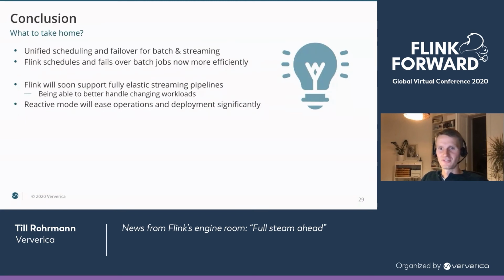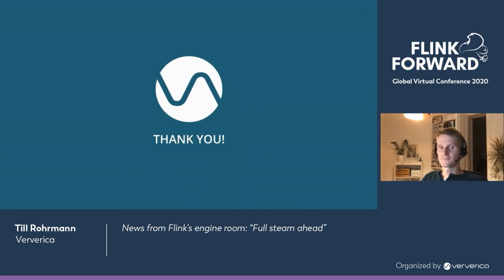All right, this basically brings me to the conclusion of my talk. So what have you seen today? You've seen that Flink now has a unified scheduling and failover for batch and streaming, which improves the scheduling performance and the failover behavior of batch jobs. Moreover, the community is currently working on the fully elastic streaming pipeline support, which will enable Flink to better handle changing workloads. And last but not least, the reactive mode will ease operations and deployment significantly, we believe. And with that, I'd like to thank you for your attention.